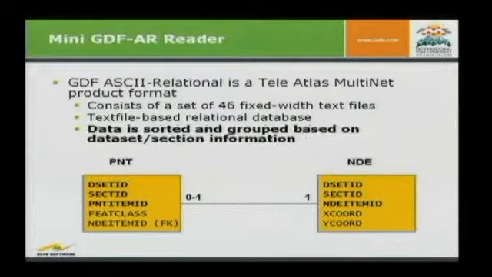An important piece of information I didn't mention before is that the data is sorted and grouped based on dataset and section information in these files. So it's kind of like spatial partitions. The data is spatially partitioned, so all records for a certain partition are grouped together. So what you can do is read in one partition's worth of point records, one partition's worth of node records, and merge them together and then send them through.